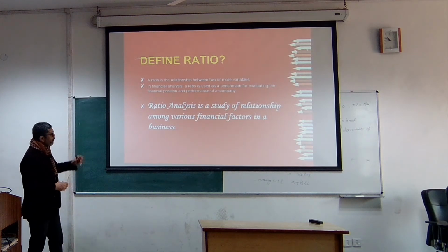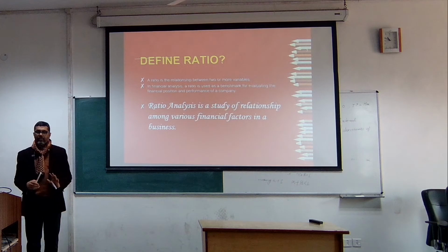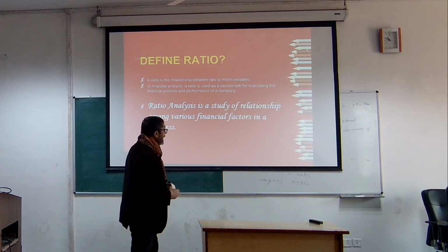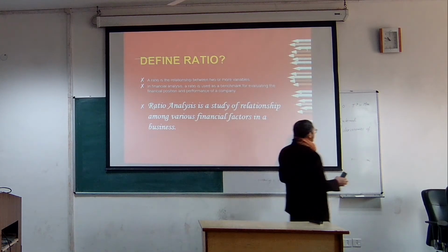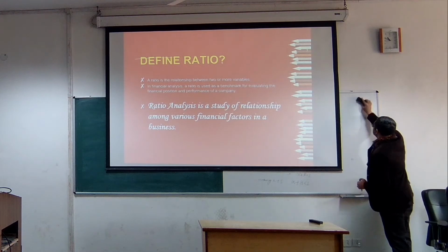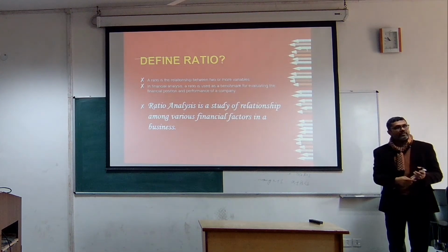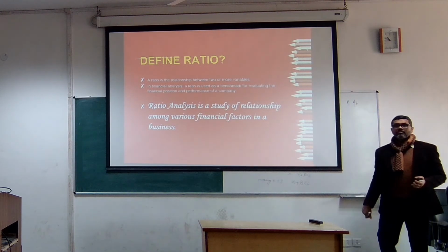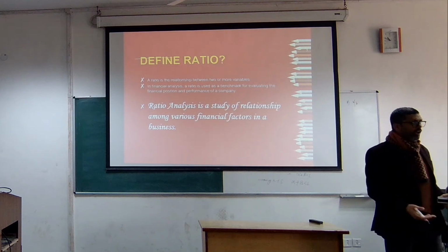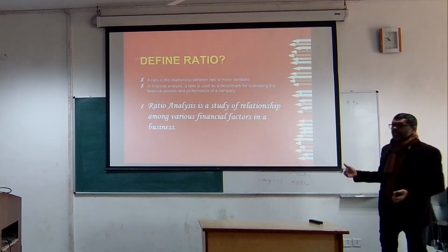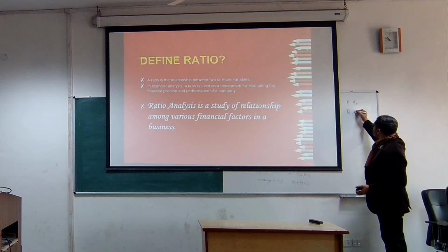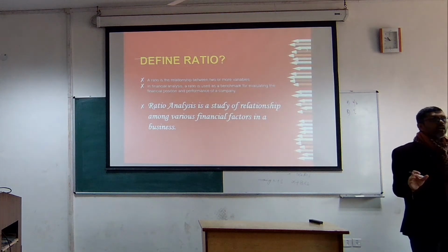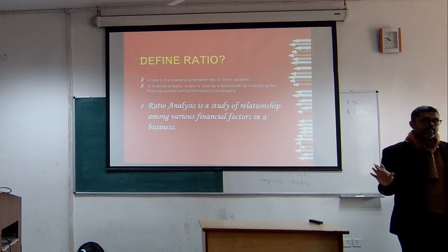Clear? Now, when we study this ratio analysis, these ratios are expressed either in terms of A upon B form. So every ratio has an expression, right? First, they can be expressed in terms of A upon B. There will be a numerator, denominator, right? The second form of expressing this ratio is in percent. Some ratios will be expressed in terms of percent, right?